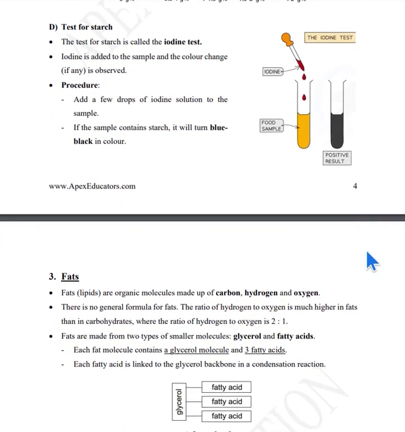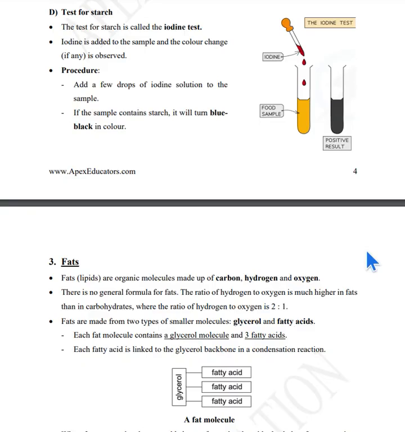Next one is the test for starch. This is the iodine test, and you need to know that if the sample gives a positive result, it will turn from something to blue black. Blue black is very important.